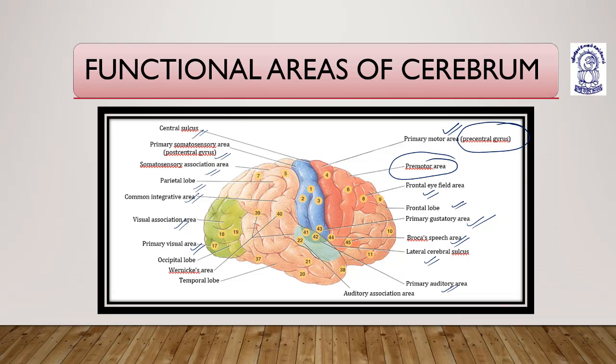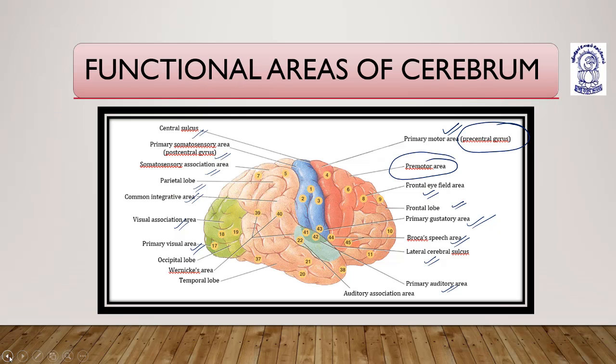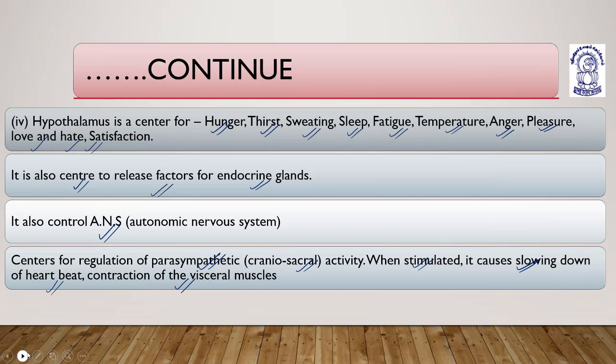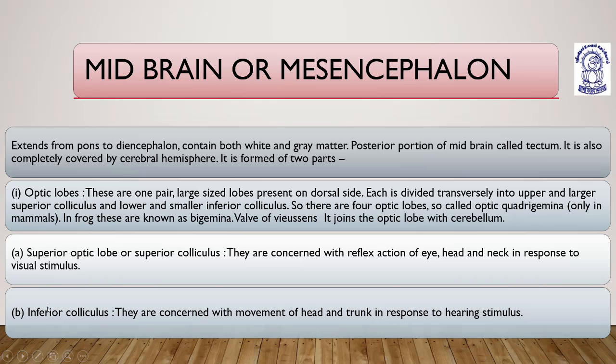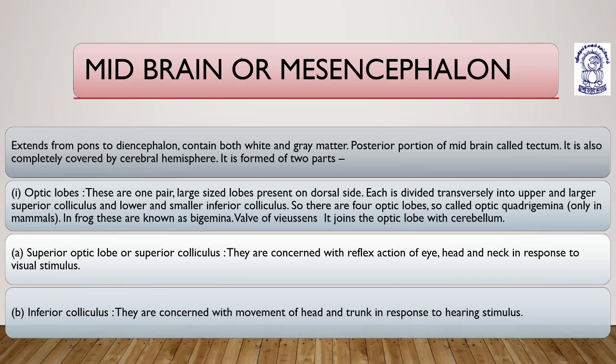Although you don't have to remember the picture given here, these areas you have to remember, especially Wernicke's area, Broca's area, the sensory area, the premotor area, and the motor area, which are the most common. Now, this is the end of the forebrain. We discussed the functions of the cerebrum. Now we are going to start with the midbrain or mesencephalon.